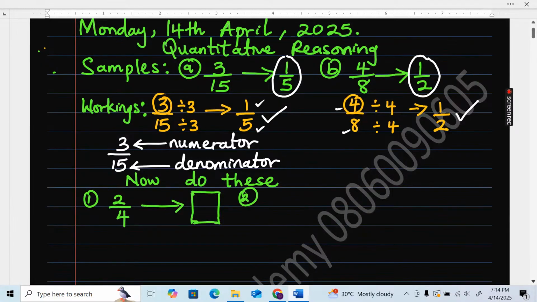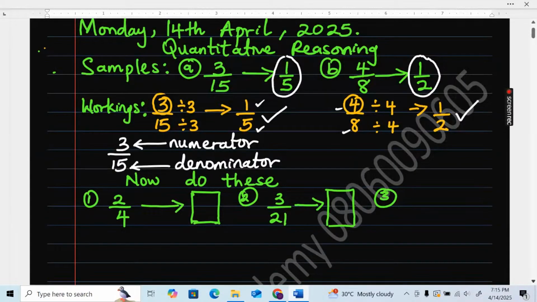I'm moving on to number 2. I want everybody to stop typing and focus on the work on the screen. Focus on what is on my screen. That is number 1. Go ahead and do number 1. Number 2, I have 3 over 21, then I have an arrow going to the right side. What will 3 over 21 give us in number 2? Your workings. Hurry. Moving on to number 3.